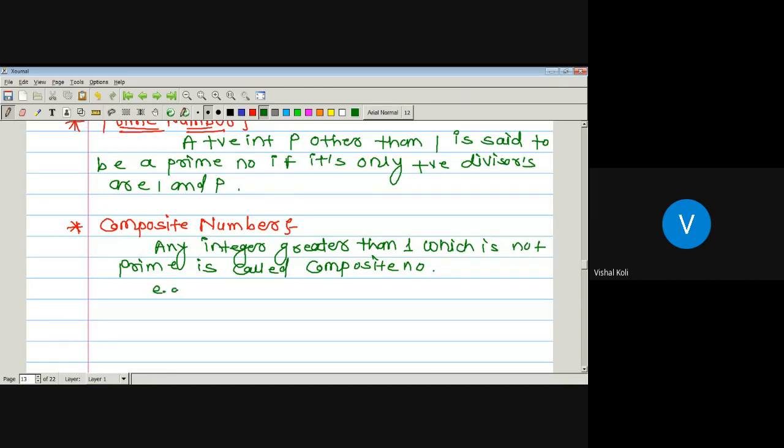For example, what is a composite number? 4, 6, 8, 10, whatever it will be. Similarly, examples of prime numbers: 2, 3, 5. What about 7? Yes, sir. Whether 9 is a prime number? Not, sir.